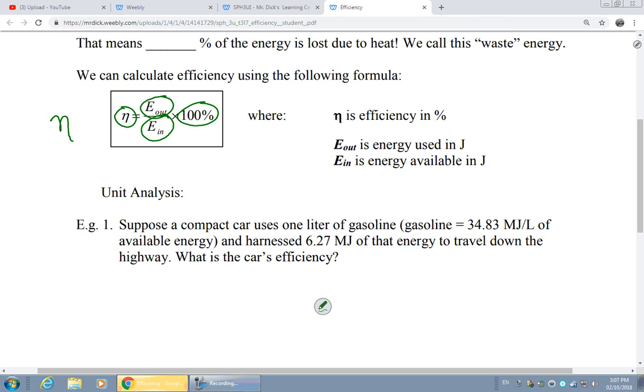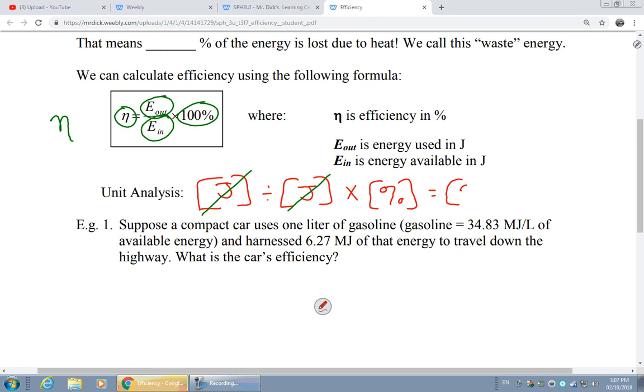Now, energy, of course, we're typically going to measure in joules. We're taking energy out, which is in joules, and dividing by energy in, which is also in joules. So if we do a little bit of unit analysis, we're going to take something in joules and divide it by something in joules, and then multiply by something in percentage form. When we do that, our units of energy cancel each other out. Dividing joules by joules gets rid of joules completely, and so our final result will be just in a percentage form.